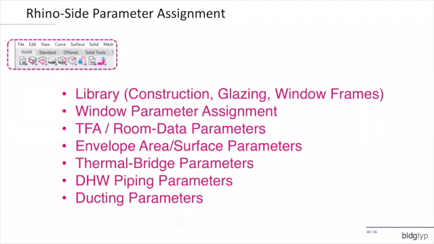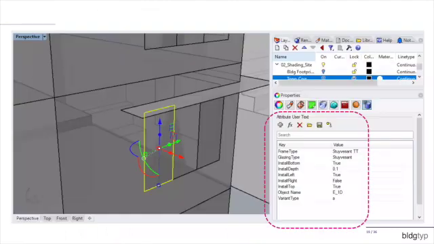One of the other pieces that we have here is a native library that we use to create and maintain our libraries of things like construction types, glazing types, window frame types, et cetera. We have a whole bunch of different methods for managing that information inside of our Rhino file. We can also connect that out to other PHPP files, so you can easily import that data from PHPP files or the like.